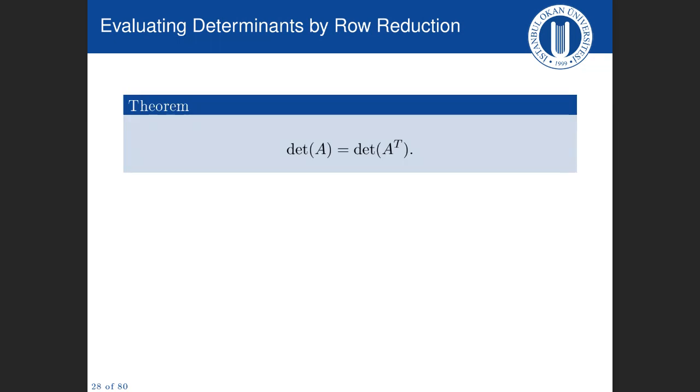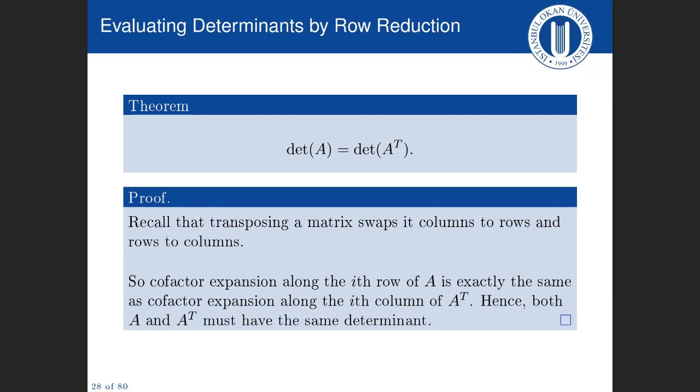Next theorem. The determinant of A is equal to the determinant of A transpose. Why is that true? Well, remember what happens when we do the transpose of a matrix. What we do is we swap columns to rows and we swap rows to columns. So that means cofactor expansion along the ith row of A is exactly the same as cofactor expansion along the ith column of A transpose. So if we're doing the same calculation for each matrix, that means they must have the same determinant.